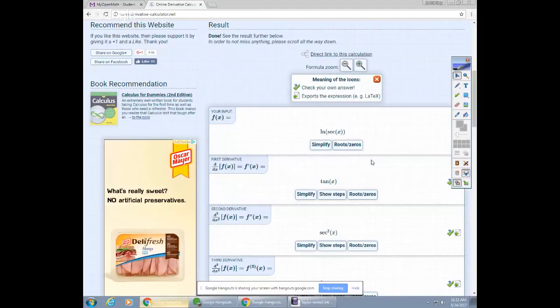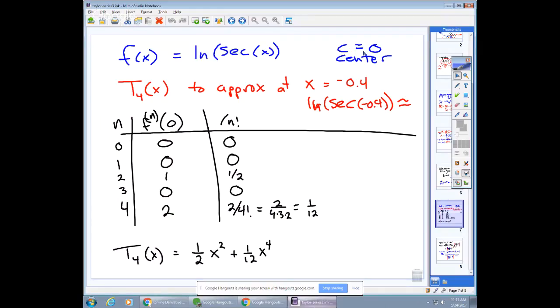All right. Now, other things to note about the work here, we were centering this thing at 0, so we call that kind of Taylor series or Maclaurin series, so we'll see that terminology sometimes. And ultimately, what we wanted to do is generate a polynomial and use it to approximate the natural log of the secant at x equals negative 0.4. So we want to come up with a value for that.